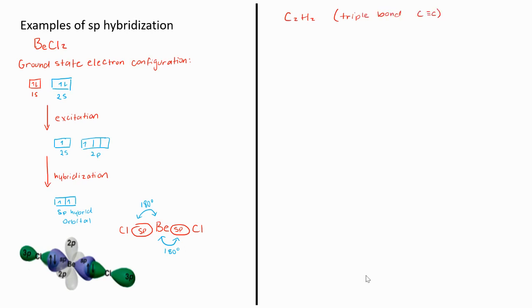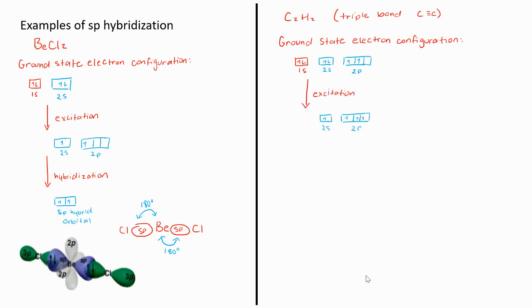Now, sp hybridization occurs in triple bonds, and we're going to look at C2H2 for this example. Again, here is the ground state electron configuration for carbon, and we're going to excite this configuration to get the 4 electrons ready for bonding, and then hybridization, and we form 2 sp hybrid orbitals, and we're going to keep 2 of those electrons in the 2p orbitals.